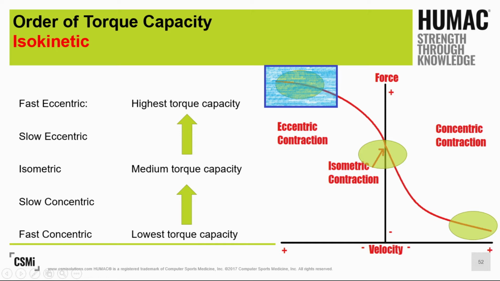Now, one thing to keep in mind, this force velocity curve is specific to isokinetic exercise, where the velocity is fixed and the resistance accommodates. Next, let's move on to the isotonic force velocity curve, because it's different.